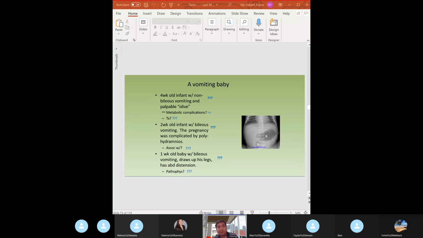Next, a 1-week-old baby with bilious vomiting, draws up his legs, has abdominal distension. This is malrotation or volvulus. Why? Remember Ladd's bands? They can kink the duodenum. What's the pathophysiology? The SMA doesn't rotate 270 degrees counterclockwise.